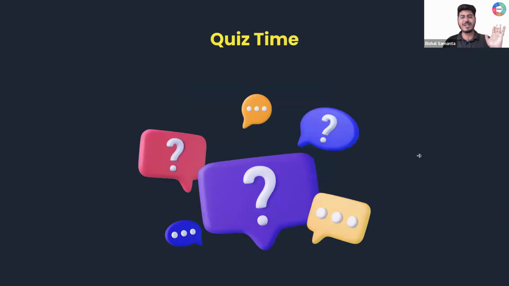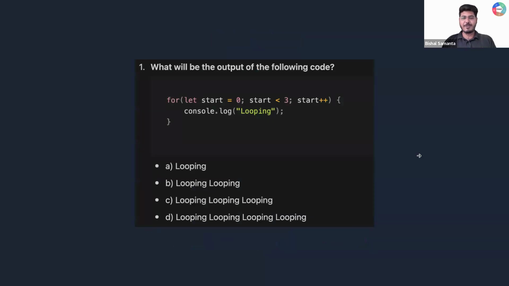Cool. Are you ready for the quiz then? Can you tell me what will be the output for this question? You have a for loop and a console log inside this for loop. What will be the answer? Can you all type? This loop starts from 0, and here you have 3, right? So how many times will this loop run? 3 times, right? So you are supposed to get 3 iterations. So option C will be correct here.